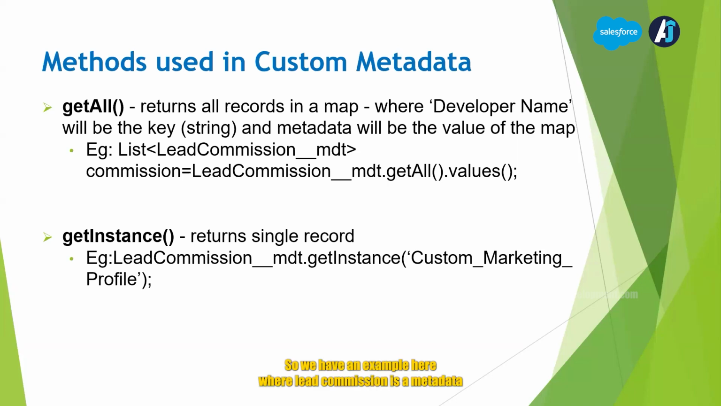We have an example here where Lead Commission is a metadata, and we are using getAll to get all the values into a list. We also use another method, getInstance. Suppose we want only a single record, so we use getInstance. These are the methods which we can use to fetch data from the custom metadata.